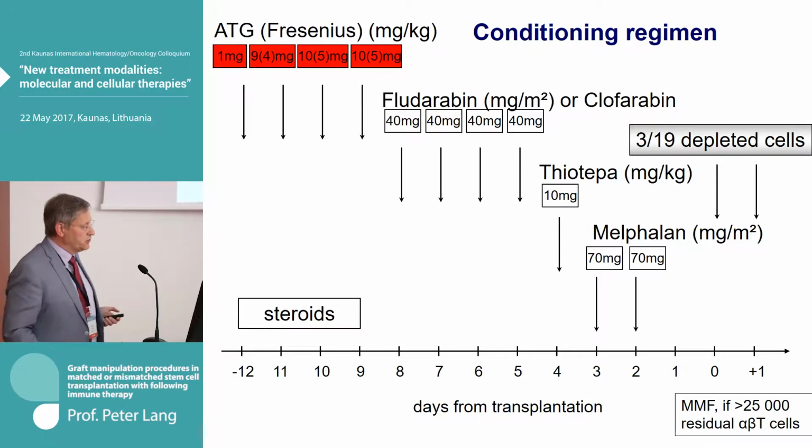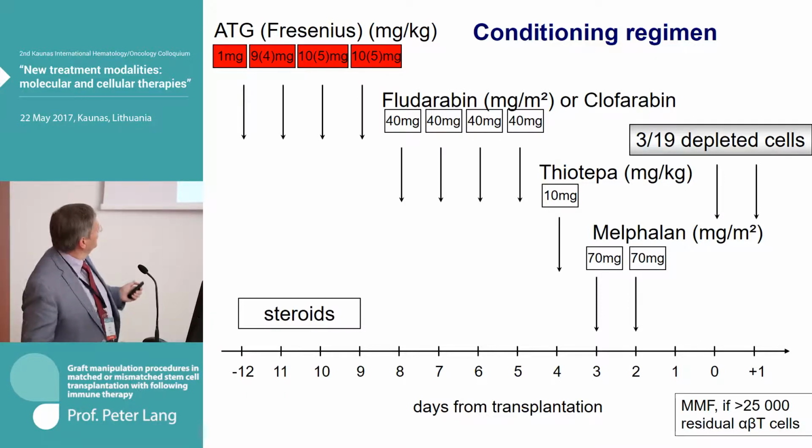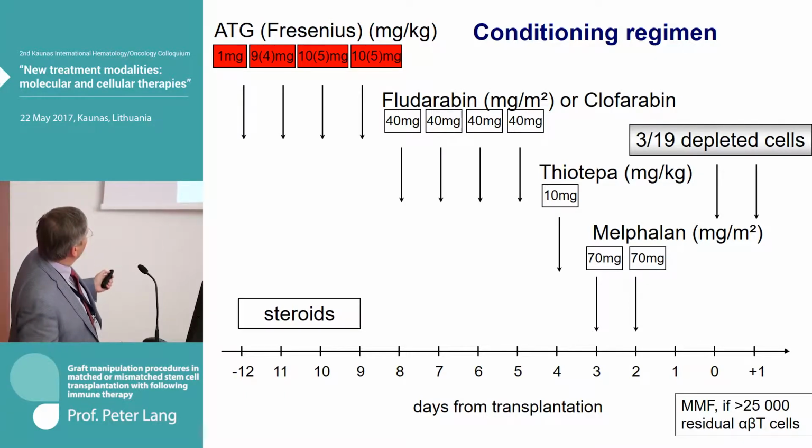And this is the conditioning regimen. We started with ATG at a very early time point in order not to harm the co-transfused NK cells at day 0. And this is the chemotherapy backbone. It consists of fludarabine, thiotepa, and melphalan.